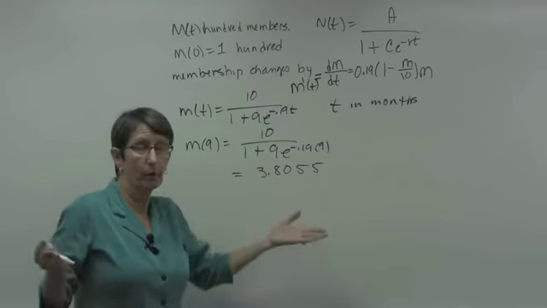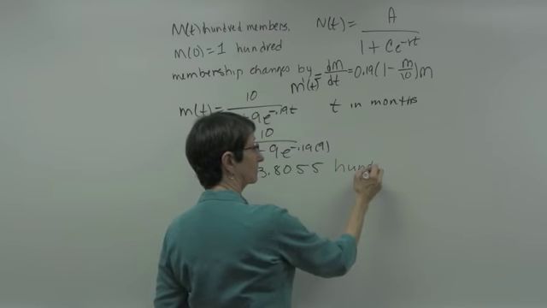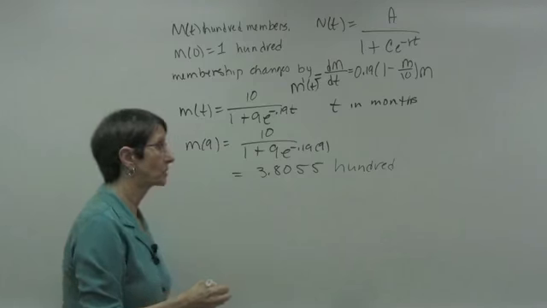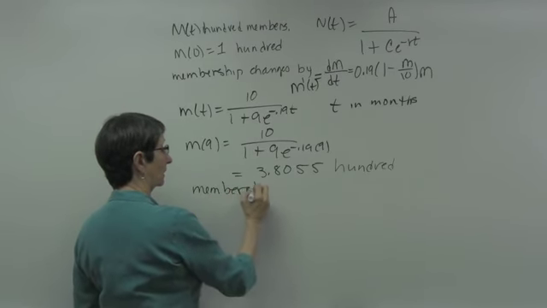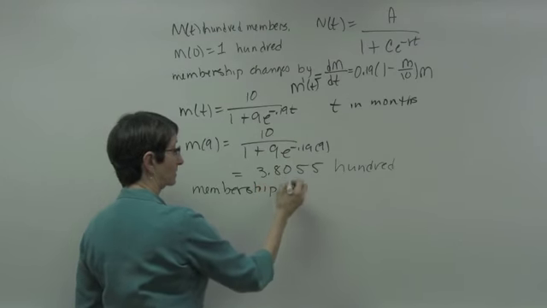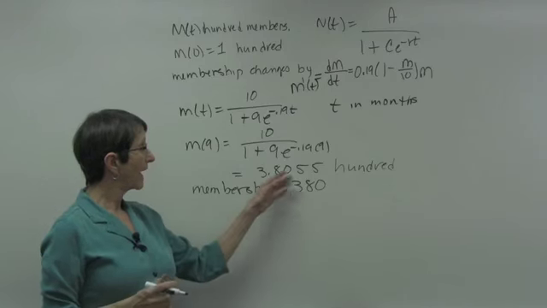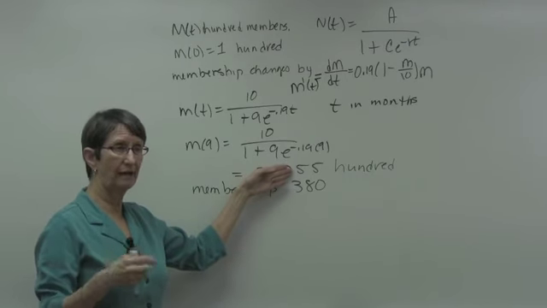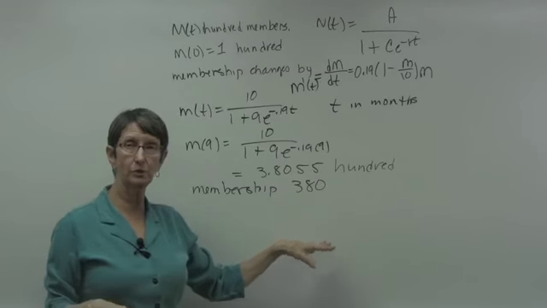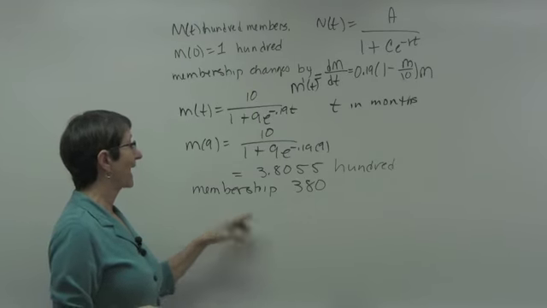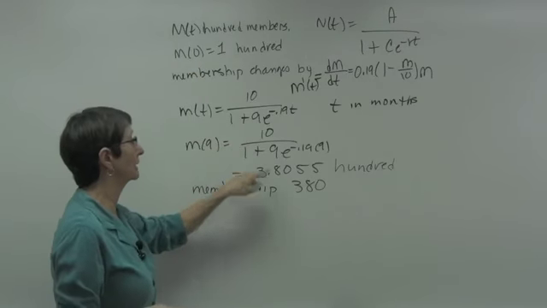So does that mean there are only 3.8 people after 9 months? Now remember, this is in hundreds. So the actual membership in the club would be 100 times this, about 380, 381. Remember that actually if you get 380.55, you don't have enough to make another person, so you drop it. So the membership would be about 380 people after 9 months, but the M value is 3.8.